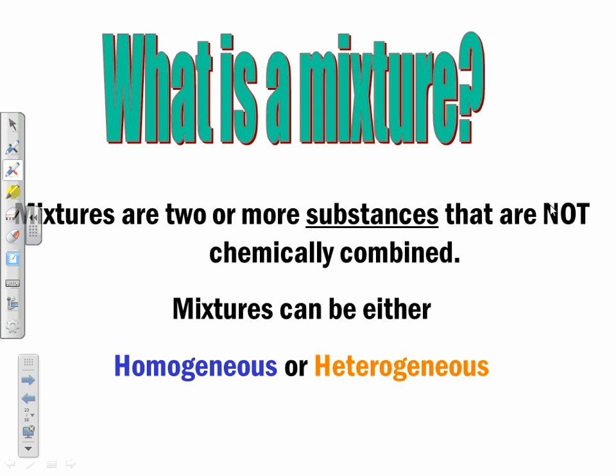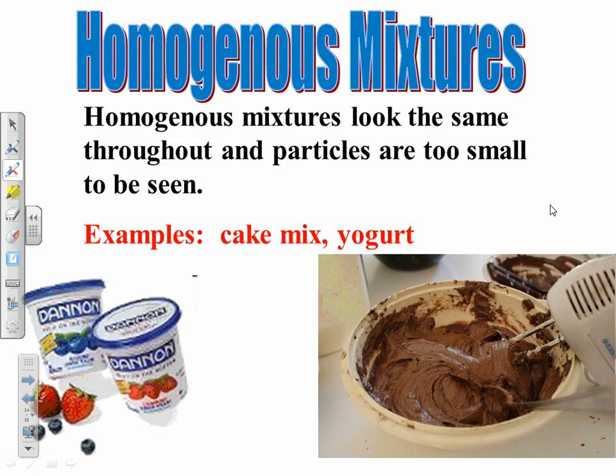Now, a mixture is when you have 2 or more substances that are not chemically combined, meaning that you can most likely physically separate it. So that would be a mixture. They can either be homogeneous or heterogeneous. All right. So a homogeneous mixture is one where it is the same throughout. So we can remember this because the prefix homo means the same.